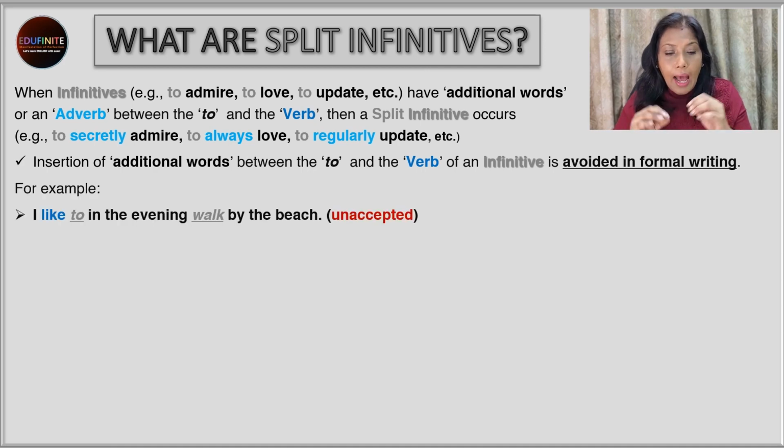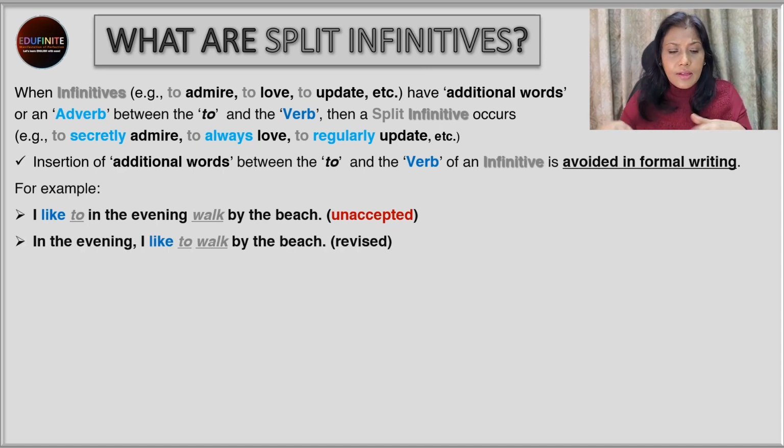For example, I like to, in the evening, walk by the beach. Well, what have we done? We have split to walk, this infinitive, and we have inserted additional words, in the evening. Well, I like to, in the evening, walk by the beach. Now, this form is absolutely unaccepted. You cannot write it this way. But how can we write it then? Well, we can write it either in the evening, we're telling the time, in the evening, I like to walk by the beach. So that's the revised form. You can write it this way, or you can also write, I like to walk by the beach in the evening. That's also fine.